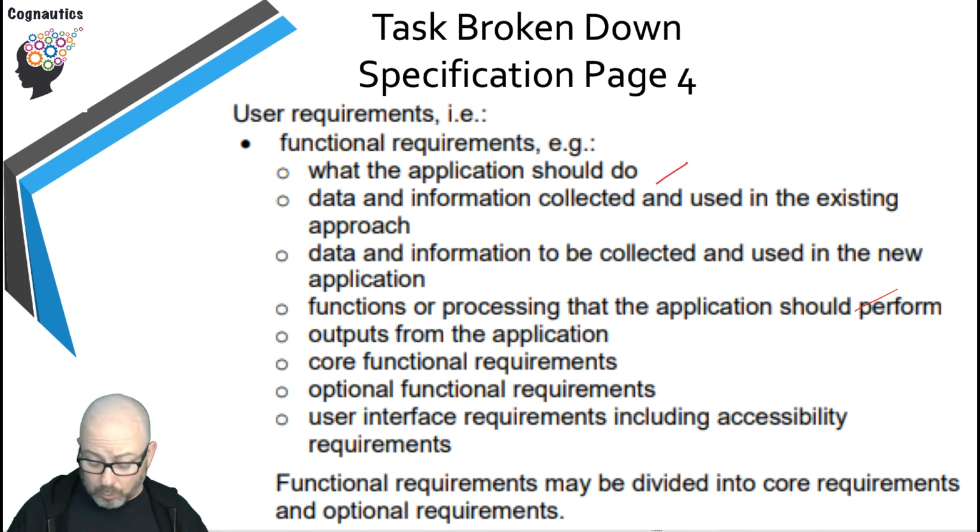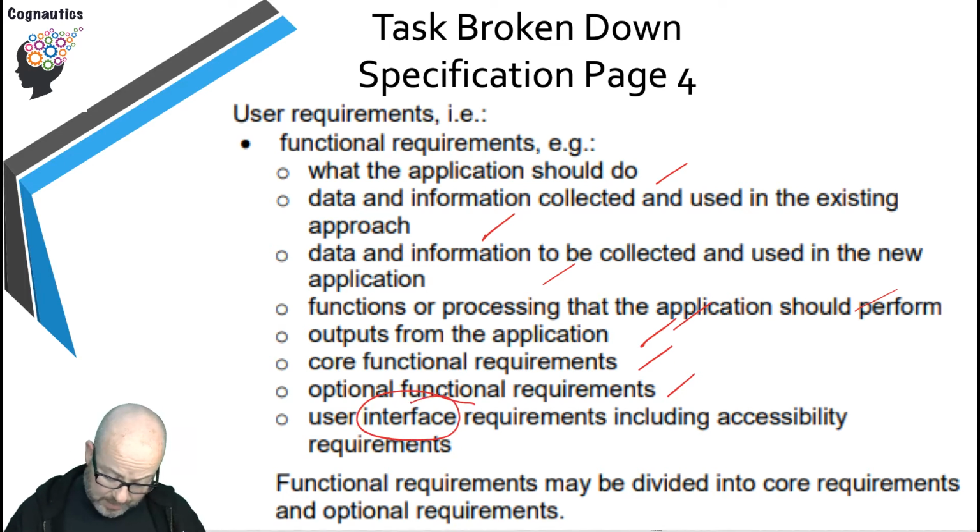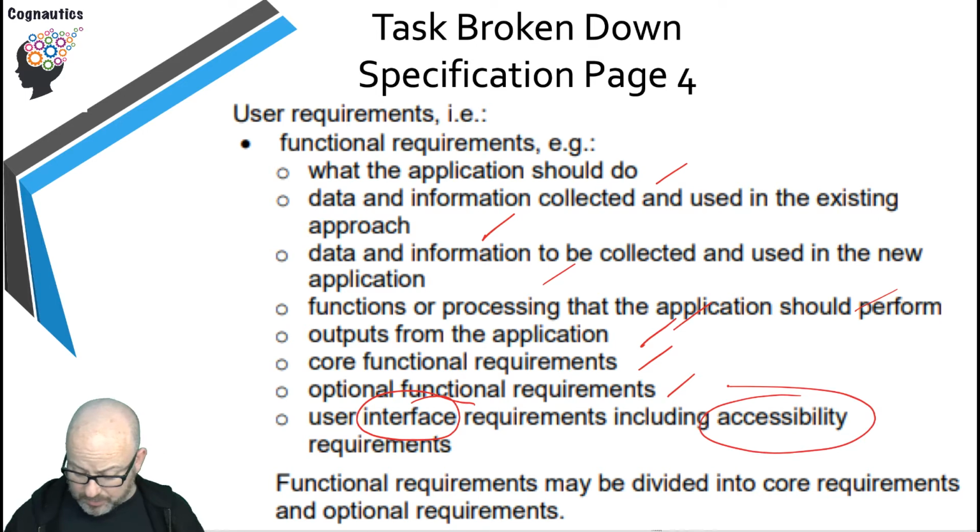We've talked about what the application should do, about the data that's collected at the moment and the data that will need to be collected for the app to work. Also, the functions the app will do and the core and optional requirements we covered at the very start of this process. So this leaves us in this section to talk about the interface and accessibility options. So let's jump in and have a look at both of those now.